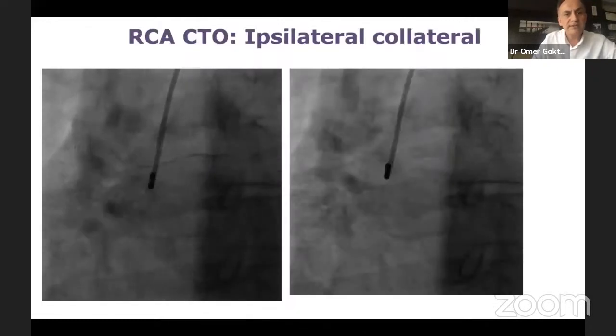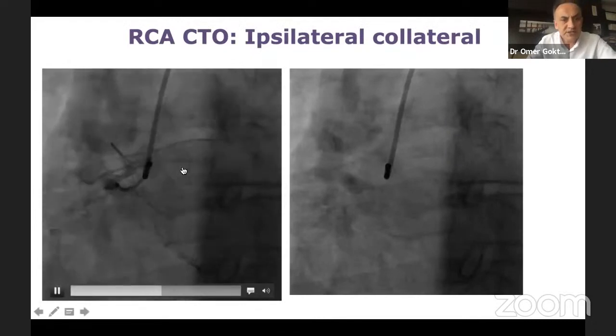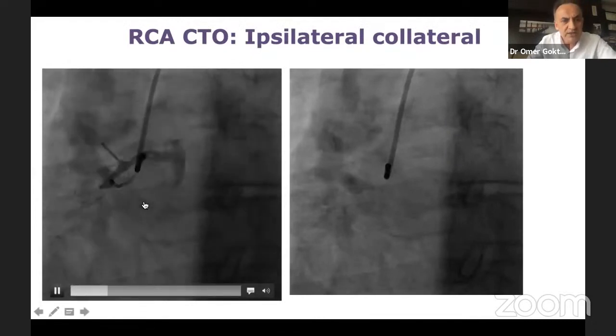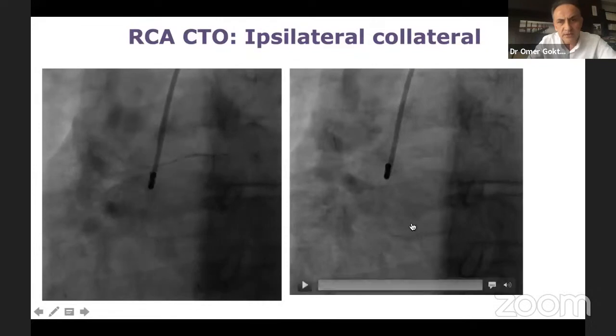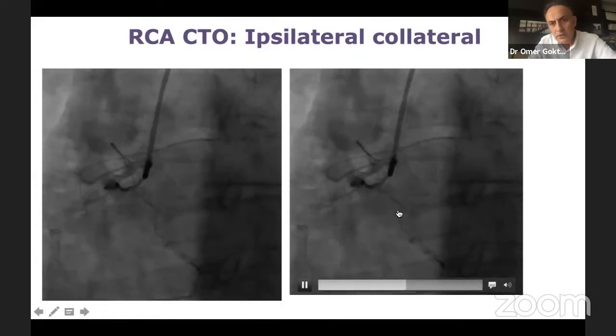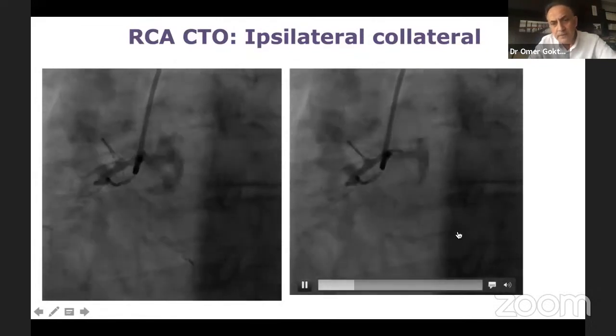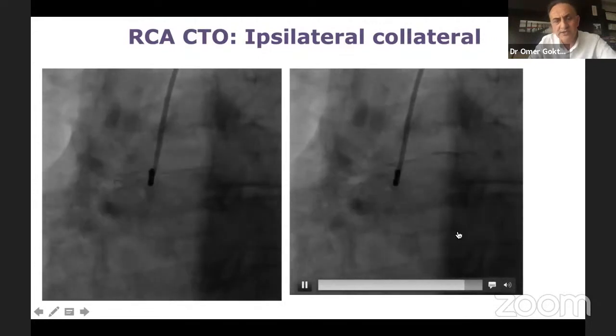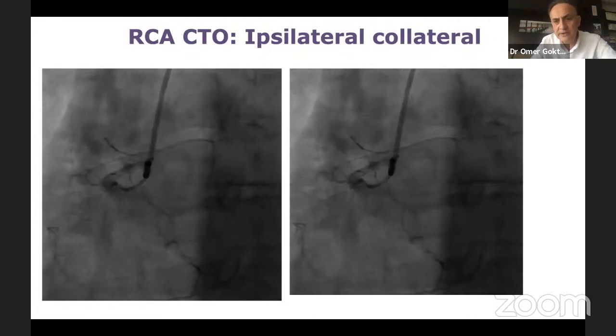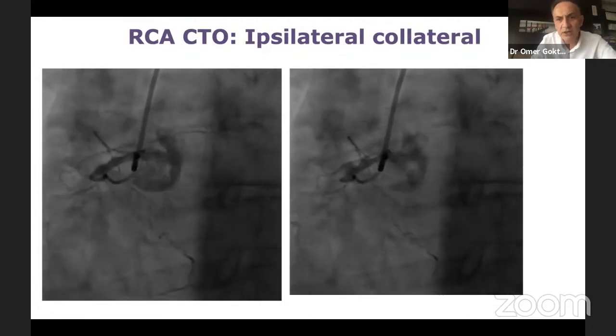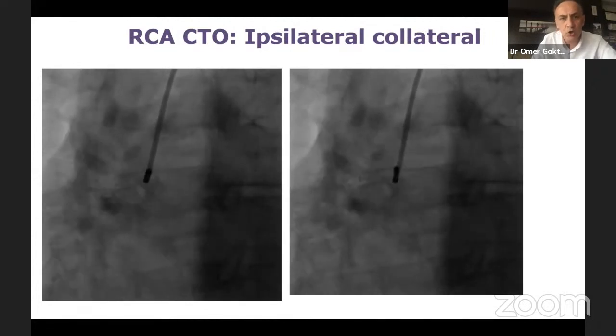We can use ipsilateral collateral. This is an RCA occlusion. We have a nice collateral from this branch to distal, a very nice one. You see that? It's a nice one, and it's not that tortuous. It's very easy for a SUO wire. This kind of collateral is good for a SUO wire.